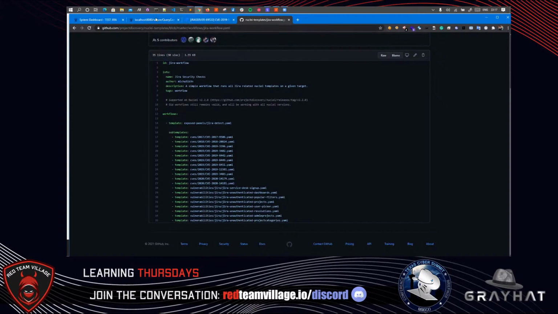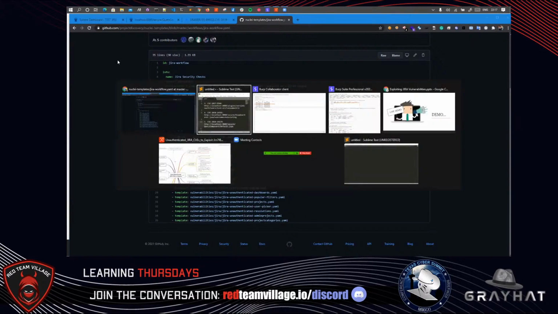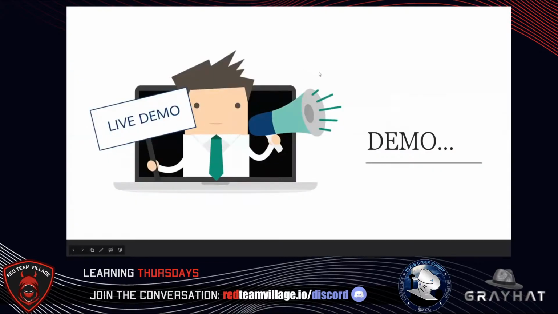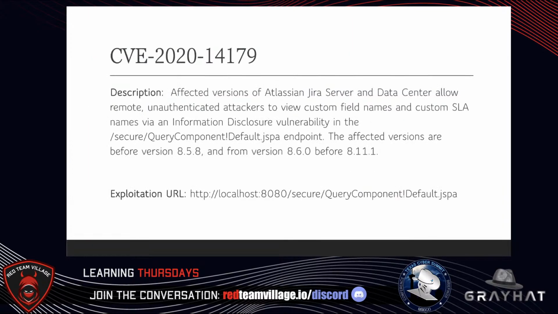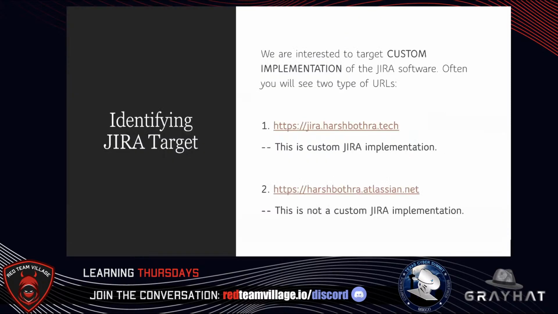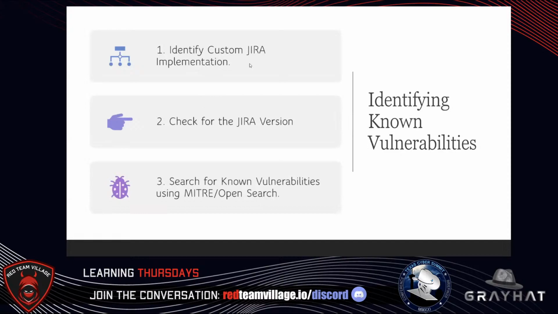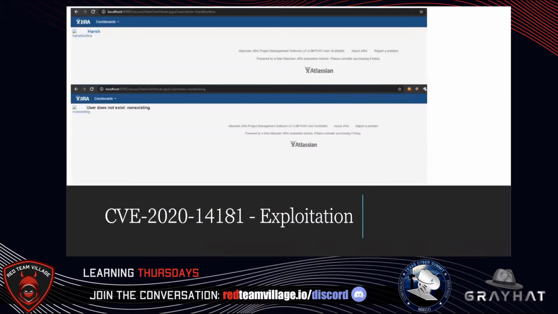So this is pretty much about the talk where we discussed some of the CVEs and how we approach identifying JIRA and the vulnerable components. So I am just quickly moving back. If you have any questions or doubts regarding how we discover JIRA instances, again, I will just quickly walk through. We can simply look for this kind of custom implementation. And when it comes to looking for the JIRA version, identify the custom implementation, look for the JIRA version, and then search on Google for the known vulnerabilities.